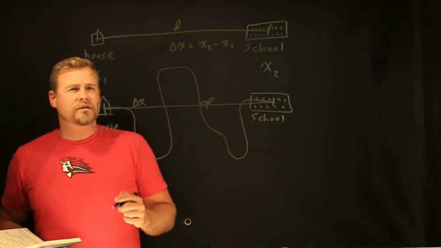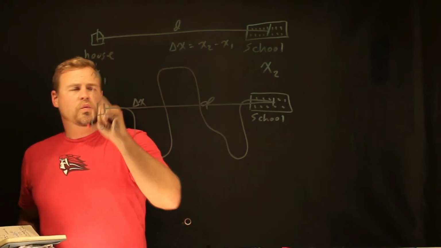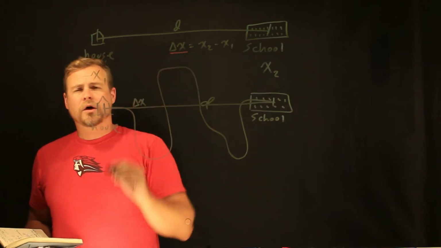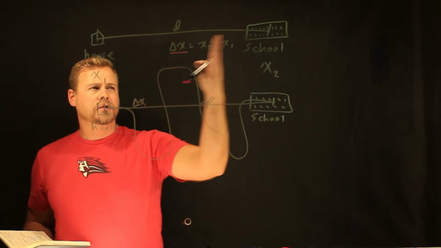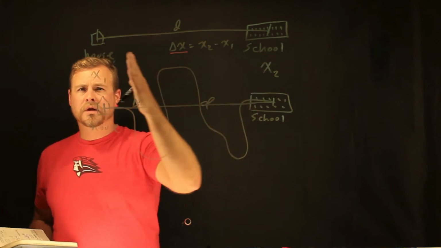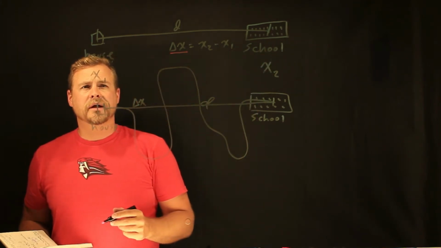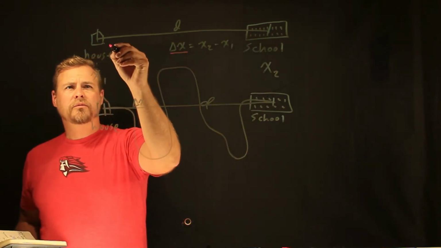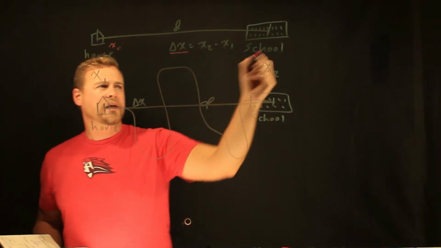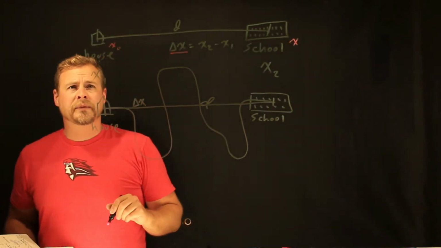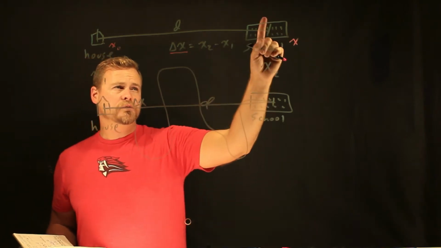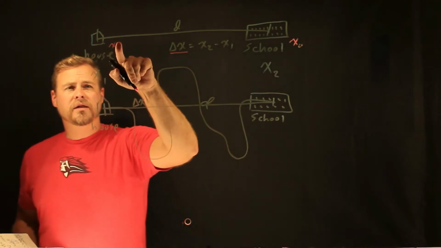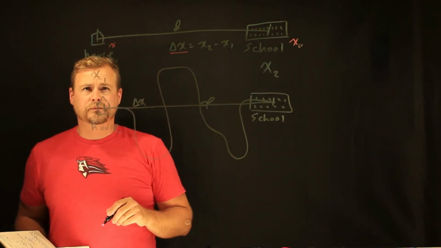There are a couple other ways to think about this. Because this is position 1 and that's position 2, displacement helps us understand if I'm going from my house to school or from school to the house. And we'll talk about vectors in a little bit. But if I'm going from the house to the school, then this becomes my initial position and this becomes my final position. But on the other hand, if I was going from school to my house, well, then this would become my initial position and this would become my final position.